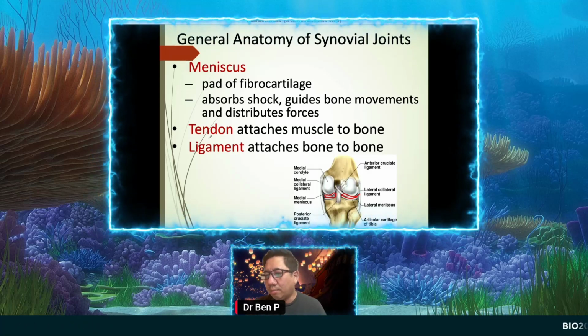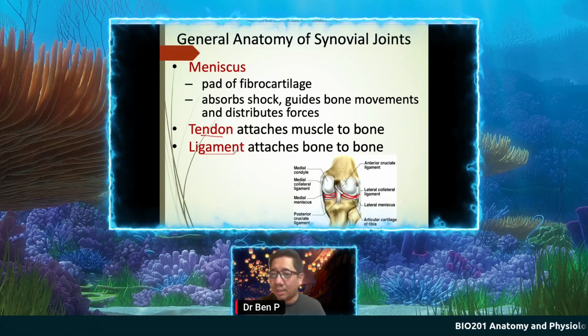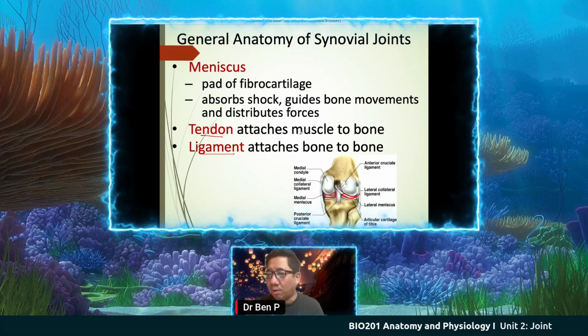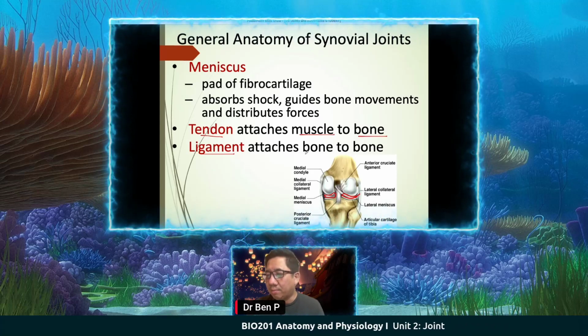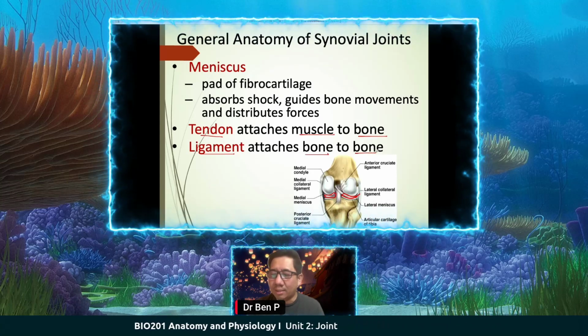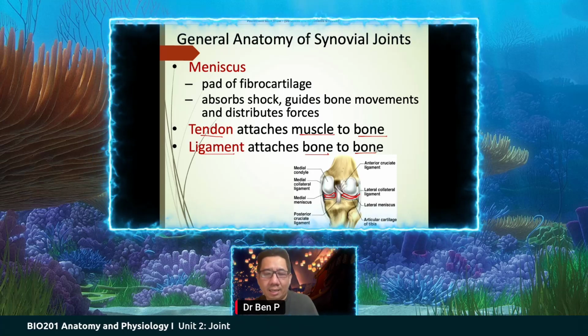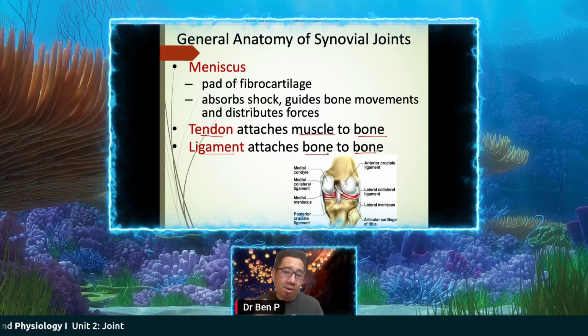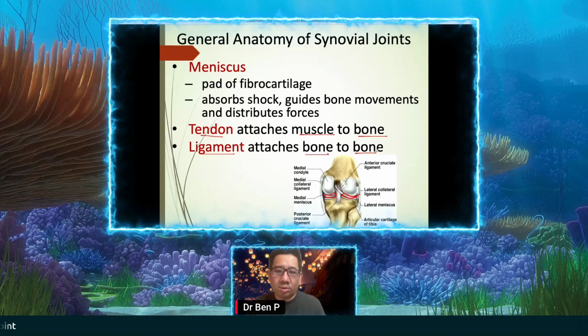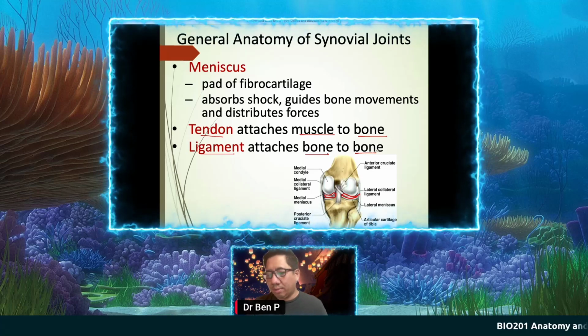You should know the terms tendon versus ligament. That's going to be on your test as well. Tendon is muscle to bone. Ligament is bone to bone. Just think of dogs licking bones, right? Ligament, that's how I remember it. Lick is bone to bone. Tendon is muscle to bone.